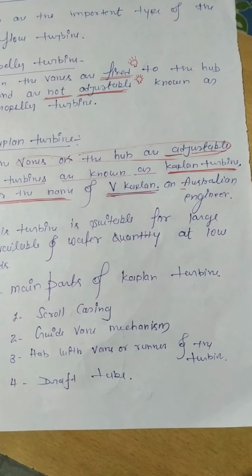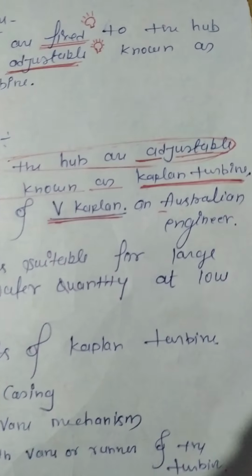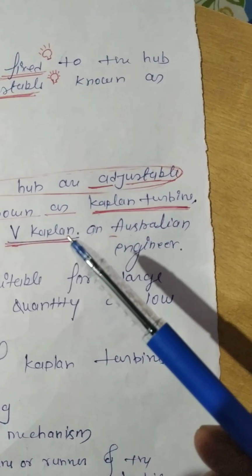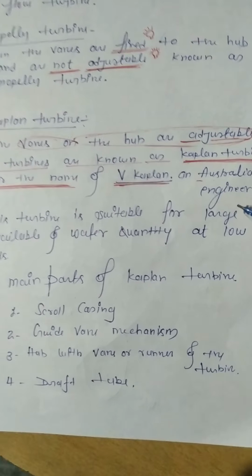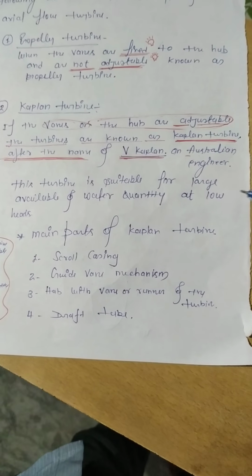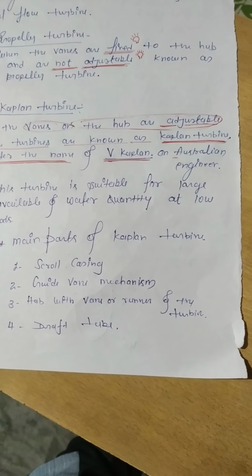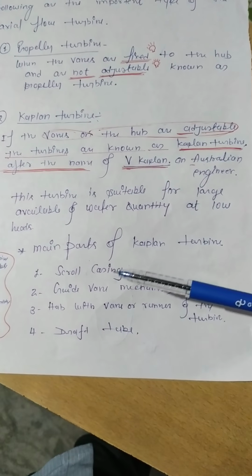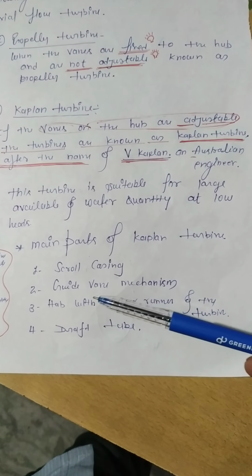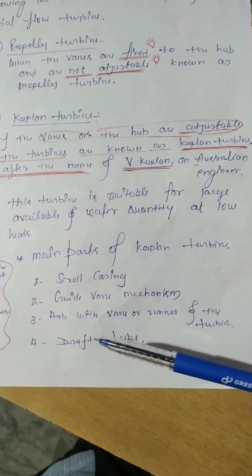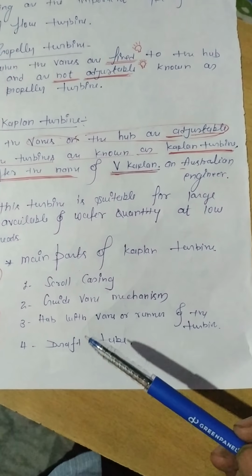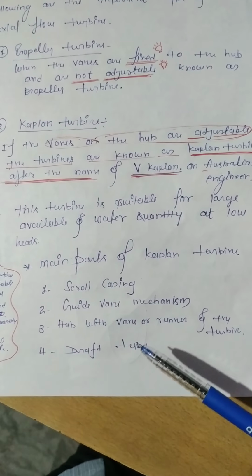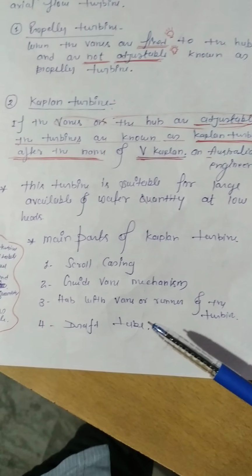And now Kaplan is the name of a scientist, V. Kaplan. He was an Austrian engineer. So let's come to see the main parts of the Kaplan turbine. The first one is the scroll casing, the second one is the guide vane mechanism, third is the hub with vanes or the runner of the turbine, and the very important part, the draft tube, as I told you in previous lectures.